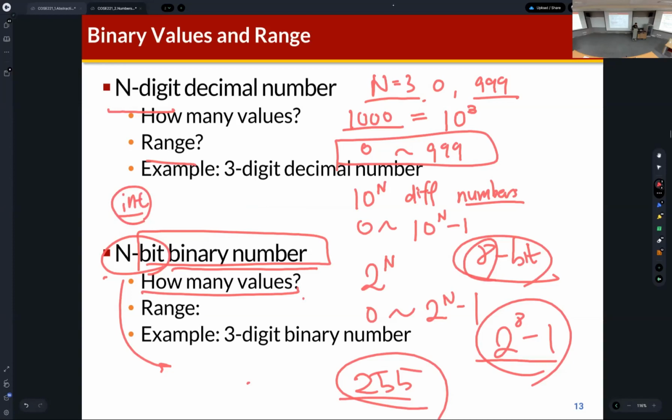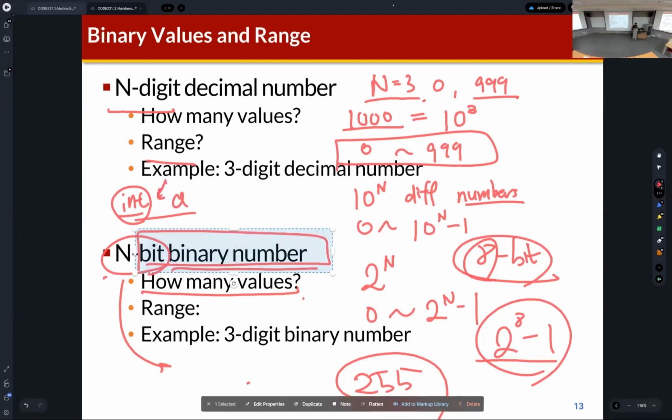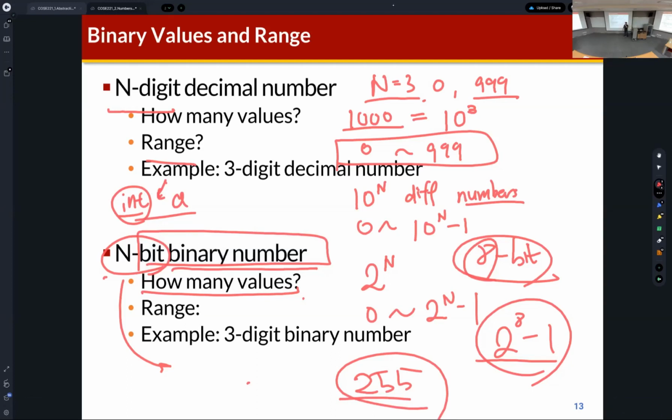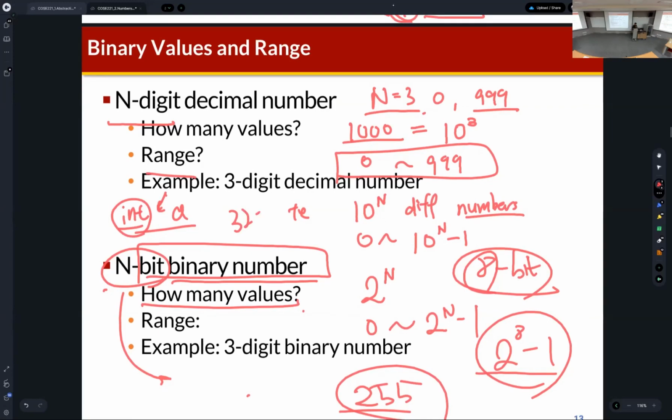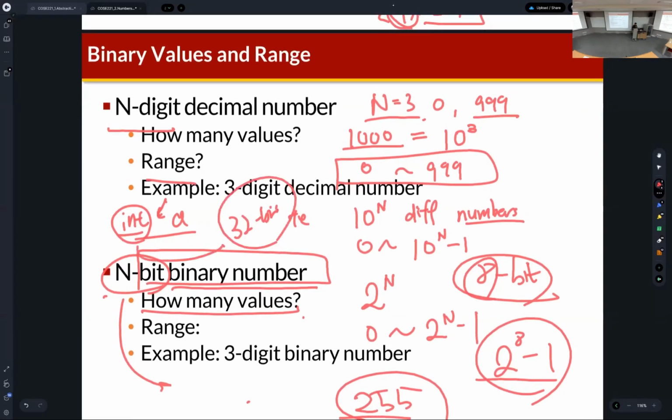Actually, if you use the integer data type, then the maximum number that can be stored in this variable is limited by the size of the integer data type. So usually we use 4 bytes. A byte means 8 bits, which means 32 bits for the integer data type.